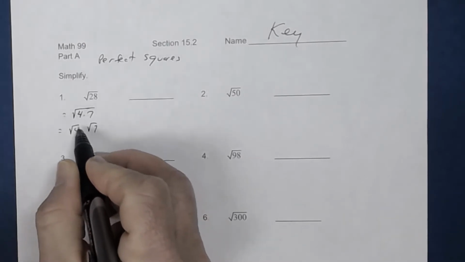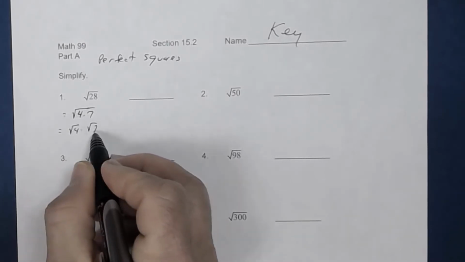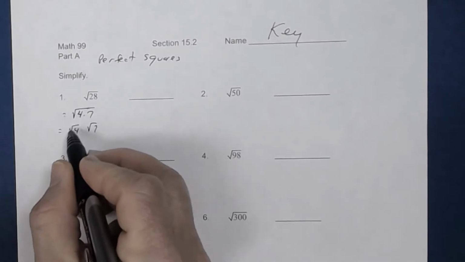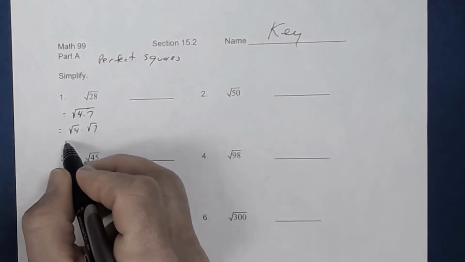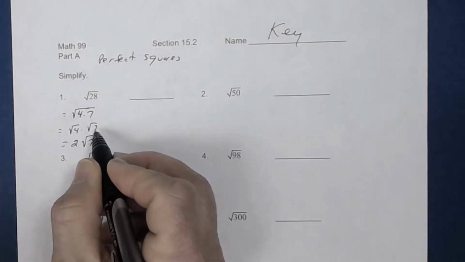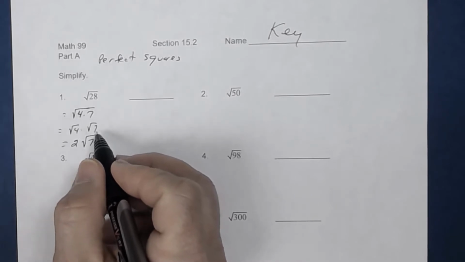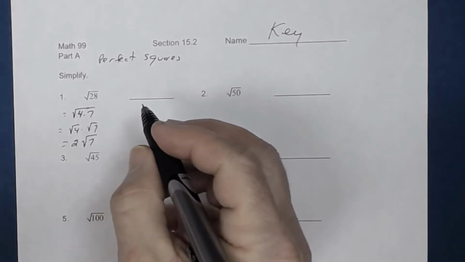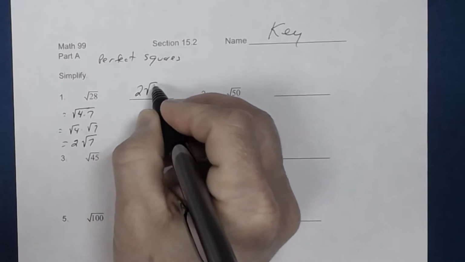And then what you would then do is simplify what you can. So I can simplify the square root of 4 because the square root of 4 is 2. So this becomes 2 square root of 7, and the only perfect square that goes into 7 is 1, so we're done. So the answer is 2 square root of 7.